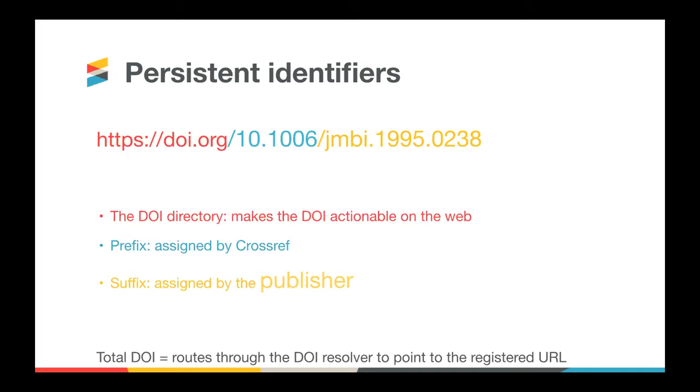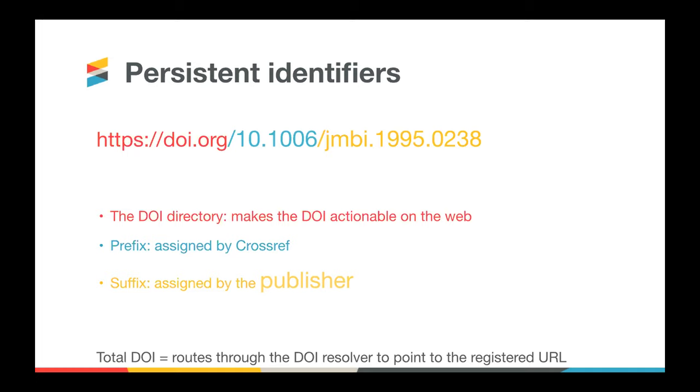The prefix that we give you is used to create a unique digital object identifier for each content item. So to talk about how the DOI is made up, it's comprised of three sections that you can see in different colors on the slides. So the red part is the resolver address. Each DOI is a unique identifier for the piece of content that you register, but it's also an actionable link, which means that it can be resolved or clicked on in a browser.